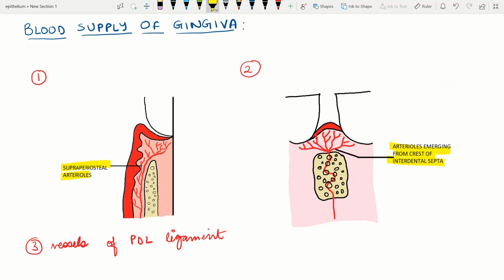So you only have to remember these 3 points, that is the supraperiosteal arterioles, the arterioles emerging from the crest of interdental septa, and the vessels of periodontal ligament. These form the blood supply of gingiva. So this was all about gingiva. With this, we have come to the end of the topic gingiva.